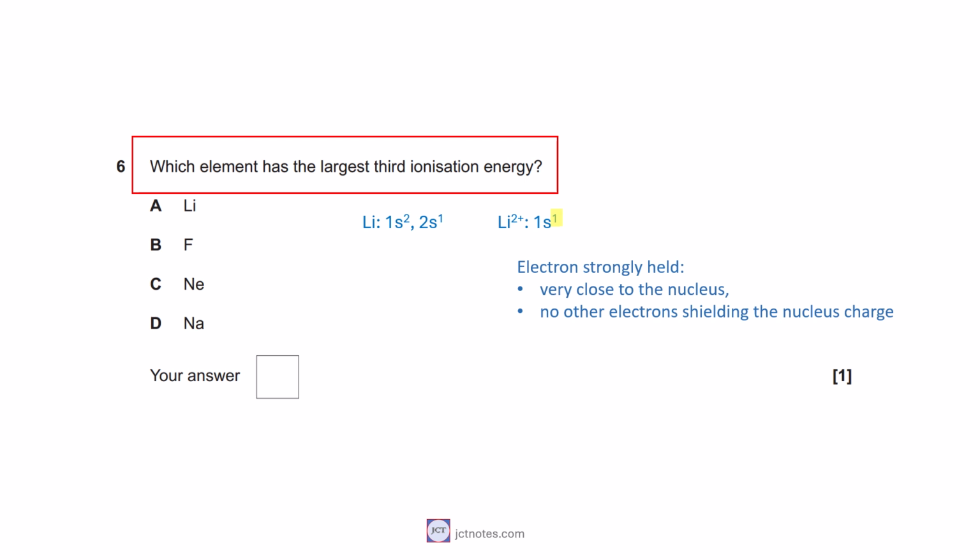This orbital has a small radius, no other electrons shielding the nucleus charge, and it is strongly held. The other elements have more electrons that shield the third electron and a larger atomic radius. Although energy is required to remove the third electron, in these cases, the energy is not as high as in the case of lithium. The answer is A.